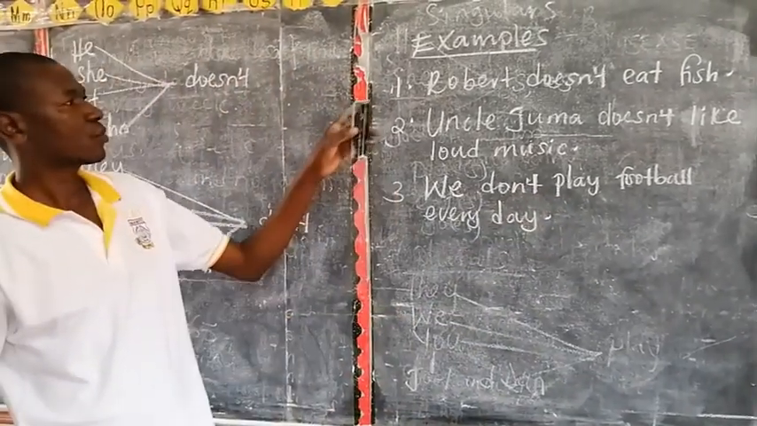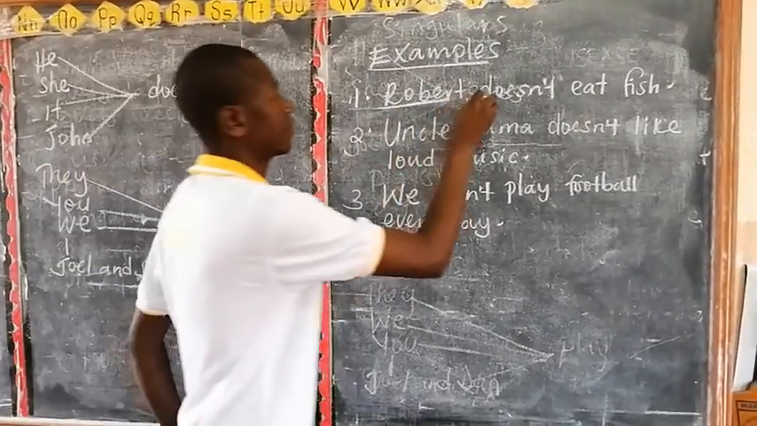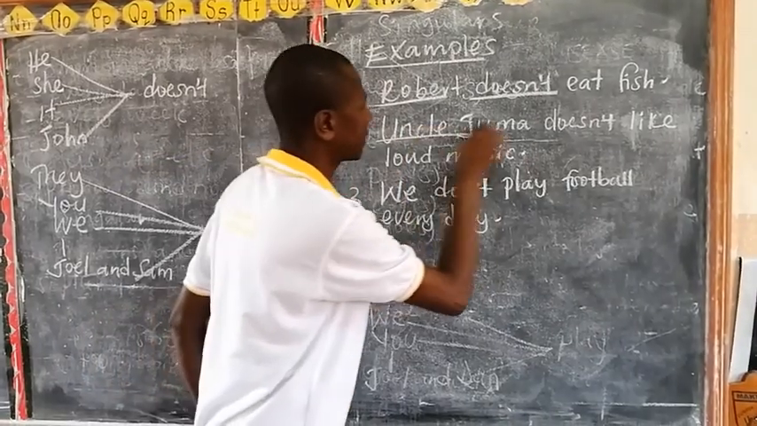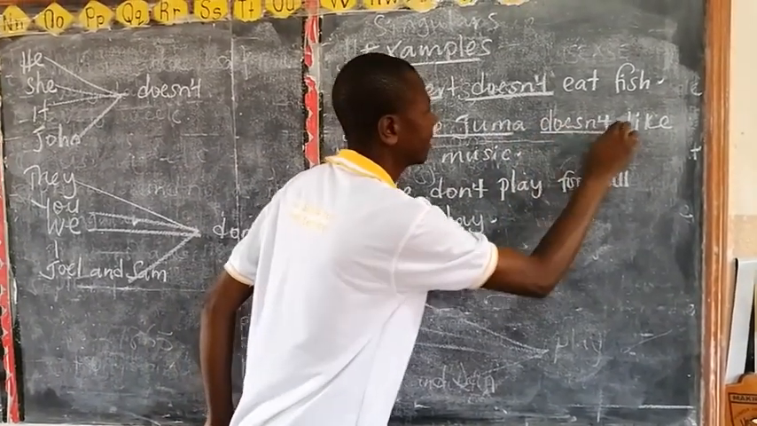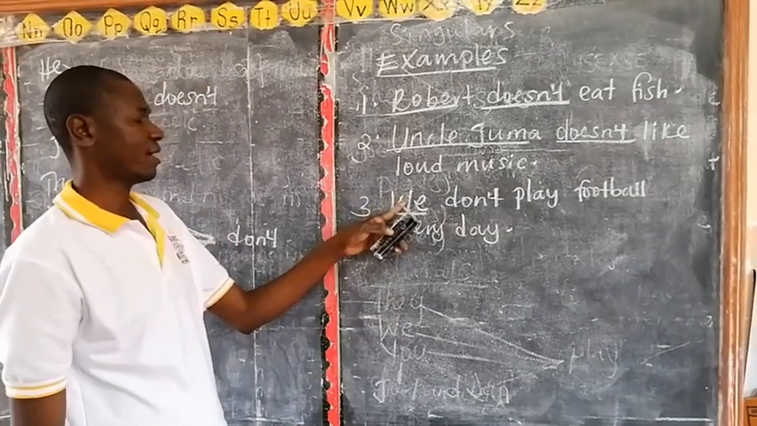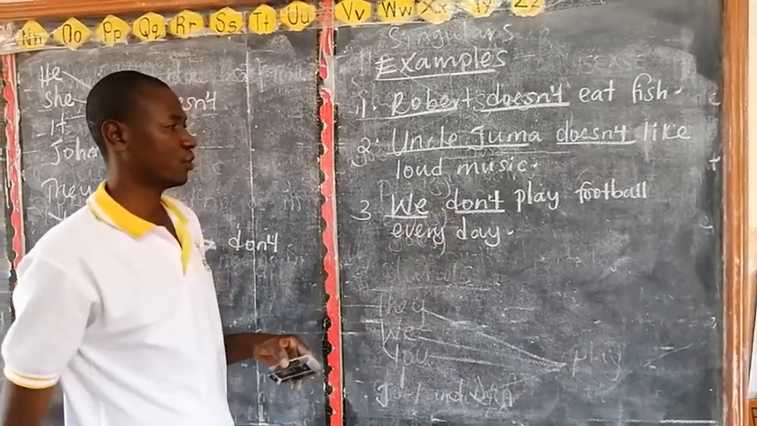So to explain this one again, where we have seen Robert singular, it takes the word doesn't. Where you have seen Uncle Juma singular, it has taken the word doesn't as a helping verb. And here where we have used the we as a plural pronoun, it has taken the word don't.